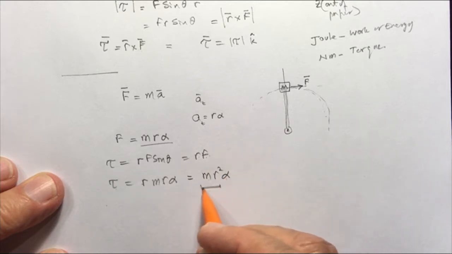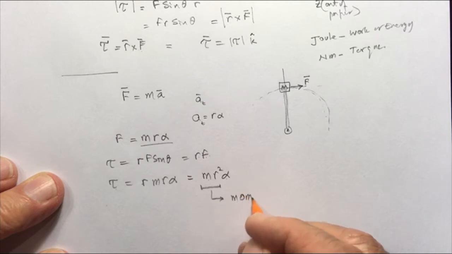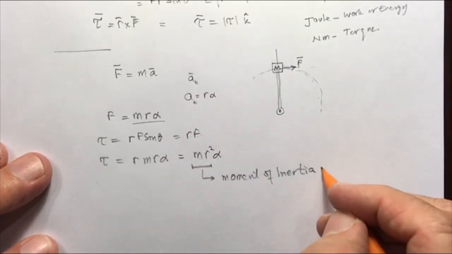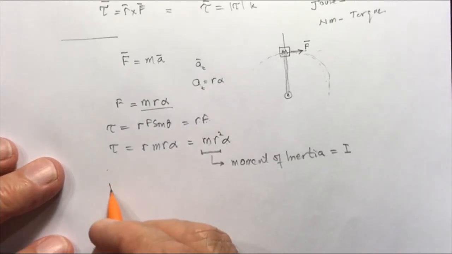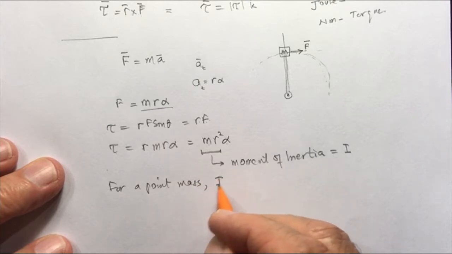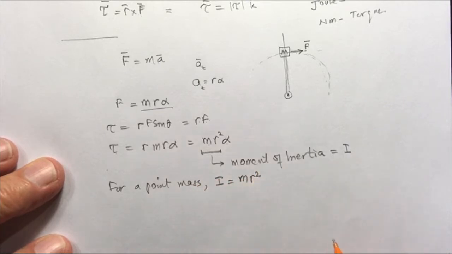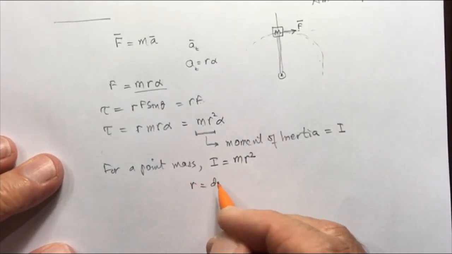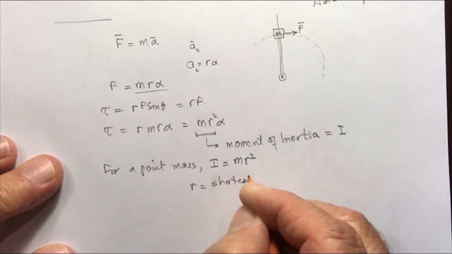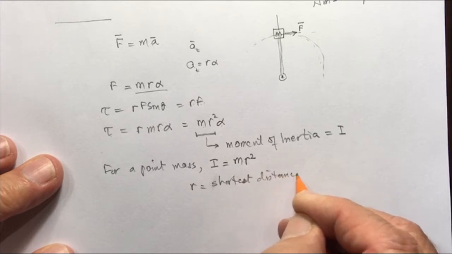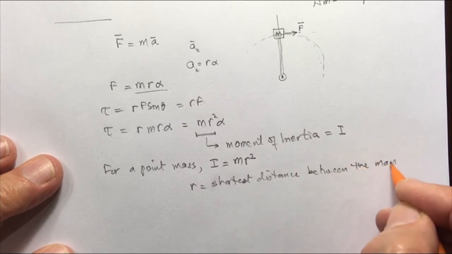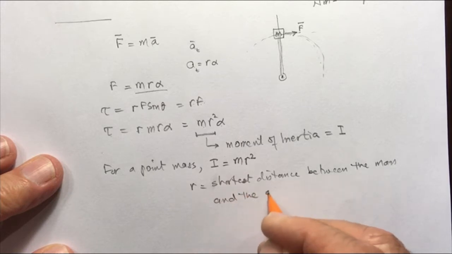This combination we call the moment of inertia, and we write it as a capital I. So for a point mass, the moment of inertia equals m R squared, where R is, let's say, the shortest distance between the mass and the axis of rotation.